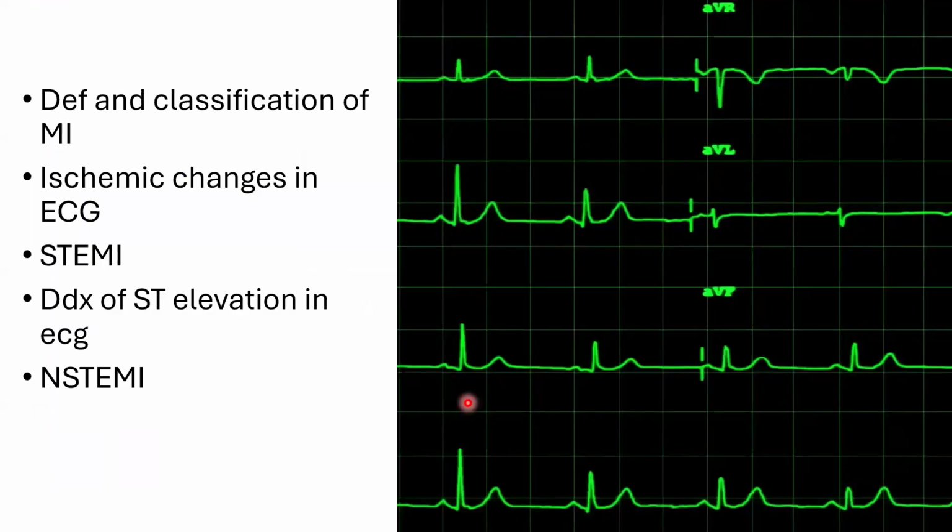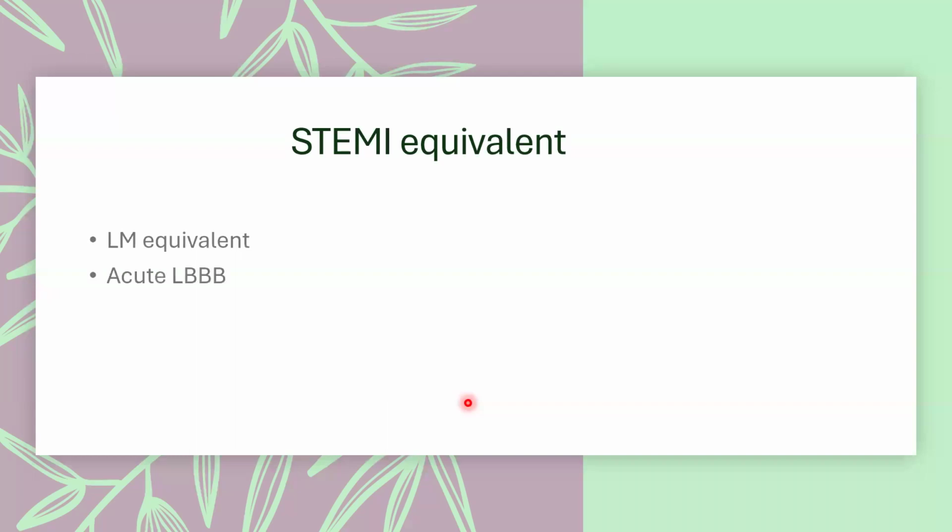Okay, so we've discussed the definition and the classification of MI, ischemic changes that happen in the EKG, the ST elevated myocardial infarction, some differential diagnoses of the ST elevation in the EKG, and the non-ST elevated acute coronary syndromes. Now we're going to be discussing three little topics. They are STEMI equivalents. So this is a person who has an ischemic event and there is no ST elevation in his EKG, yet they are considered STEMI equivalent and they should be treated and managed the same way. The three things that we're going to be discussing are the left main equivalent, acute left bundle branch block, and the De Winter syndrome.